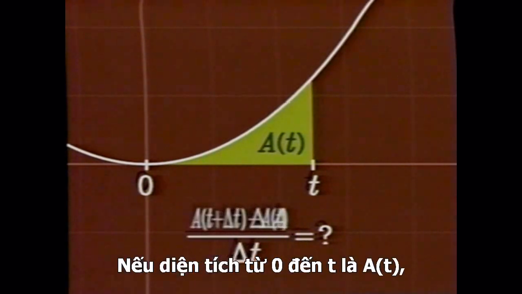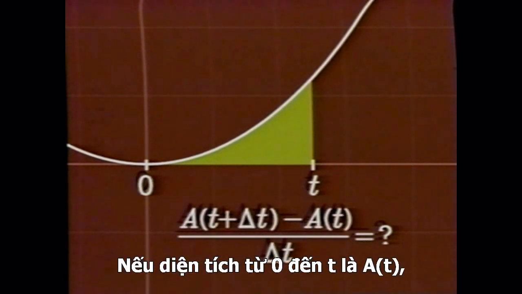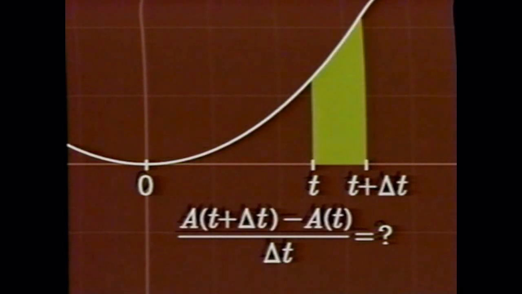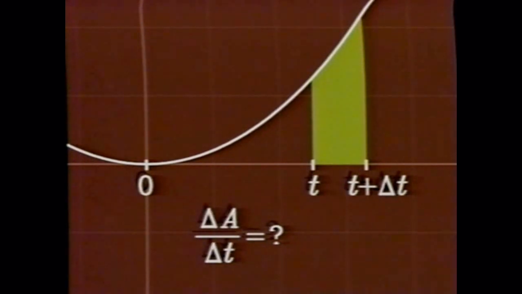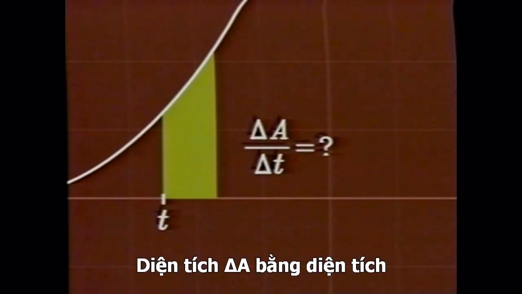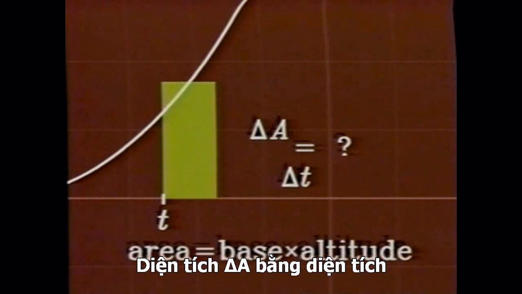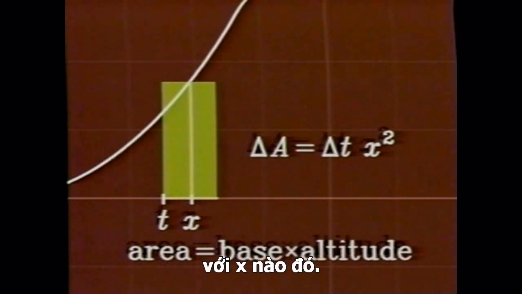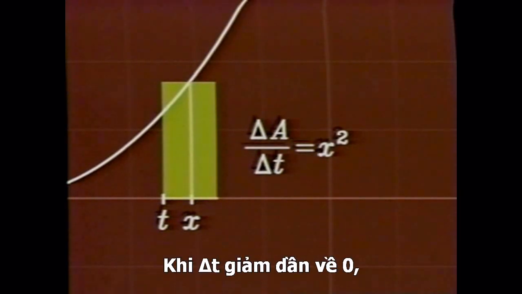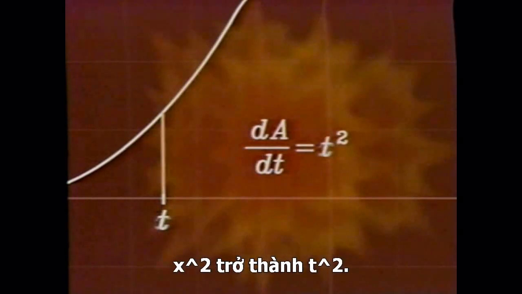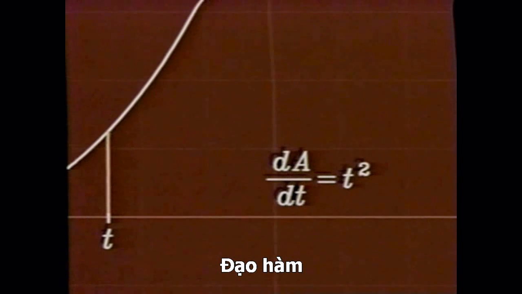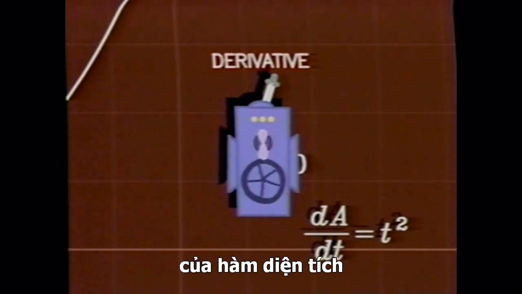If the area from 0 to t is A of t, then the area from 0 to t plus delta t is A of t plus delta t. The area delta A is the same as the area of a rectangle of base delta t and height x squared for some x. As delta t shrinks to 0, x squared becomes t squared. In other words, the derivative of the area function is t squared.